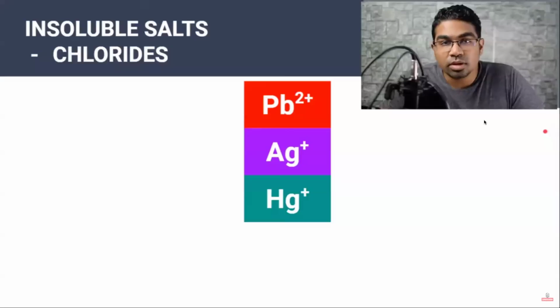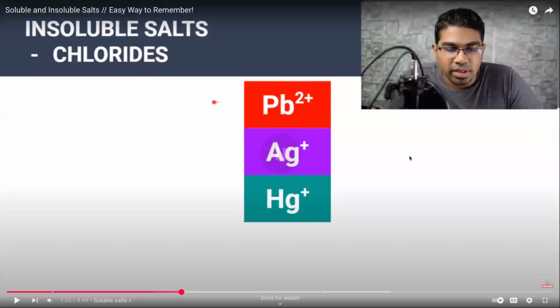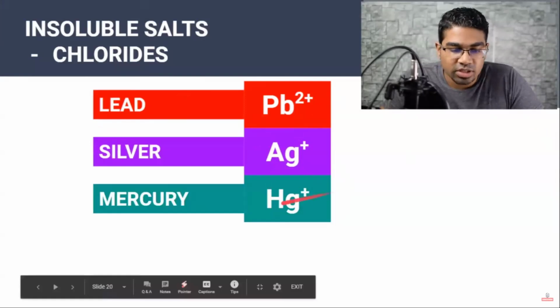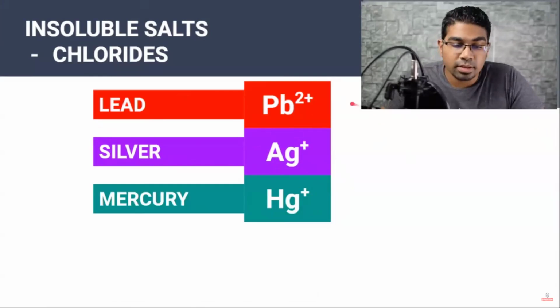For insoluble chlorides, we remember PAH. HNO3. Will HNO3 also be soluble? HNO3 is not a salt, right? It's an oxide, right? PAH. Pb is lead, Ag is silver, and Hg is mercury. For chlorides, as long as the cation is either lead, silver, or mercury, the chloride will be an insoluble chloride.